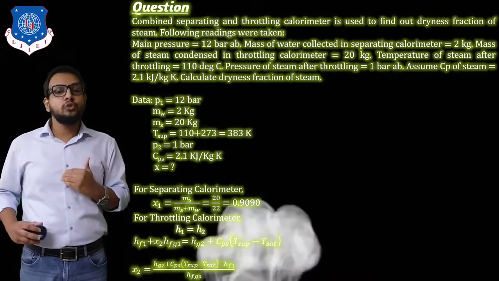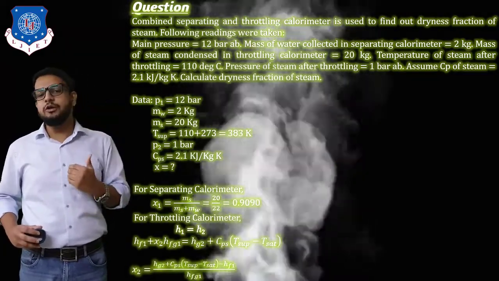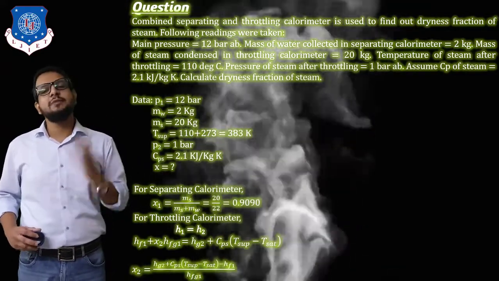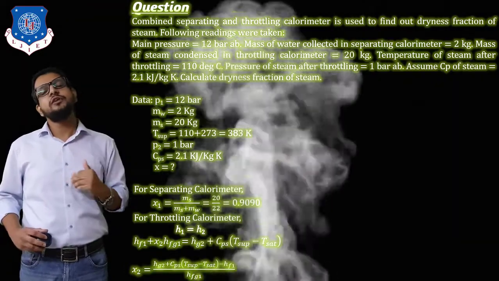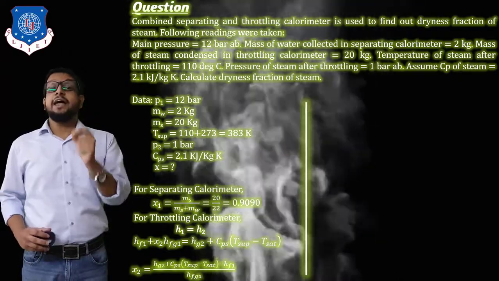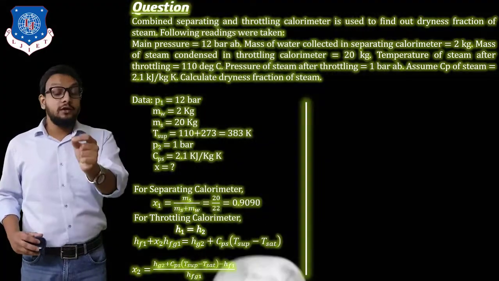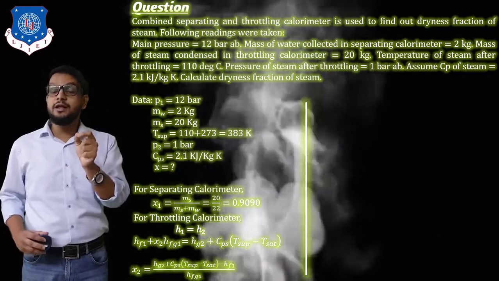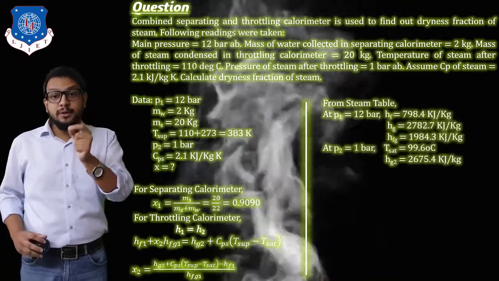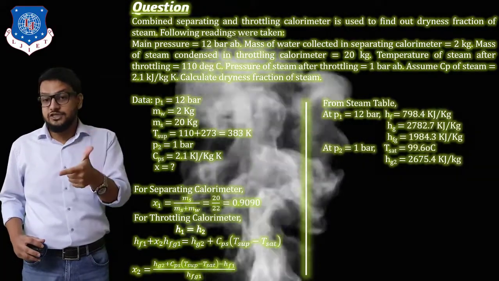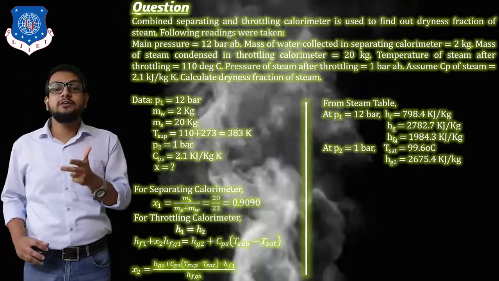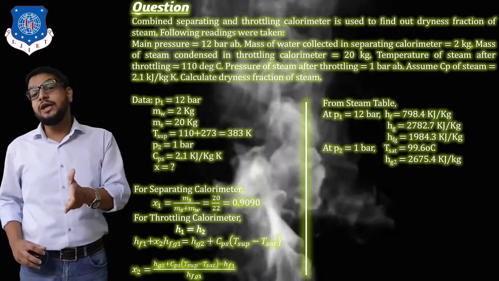Now let's do it for the throttling calorimeter. We know h1 is equal to h2. Directly I am using the equation x2 is equal to hg2 plus Cps into (T sup minus T sat) minus hf1, upon hfg1. Now the most important thing to note is that hf1 and hfg1 we are going to see from the steam table at a pressure of P1, that is 12 bar, which is given. So at pressure P1, note down hf1 and hfg1. And at pressure P2, that is the after-throttling pressure, we are going to see the value of hg2. This you need to keep in mind.